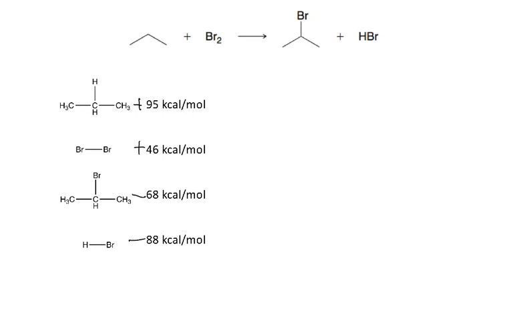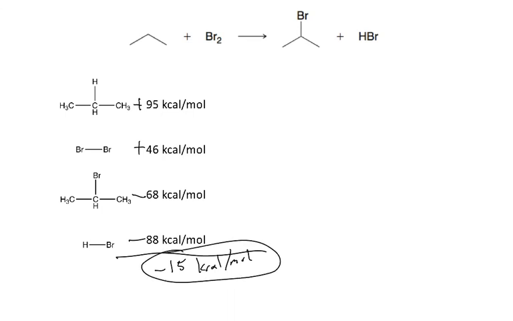Once I have the numbers and I've assigned the signs as being either positive or negative, all I have to do is add them all up. And so 95 plus 46 minus 68 minus 88 is going to give me minus 15 kilocalories per mole. So delta H is negative 15. And because it's negative, I know this reaction overall is going to give off heat, and it is exothermic.